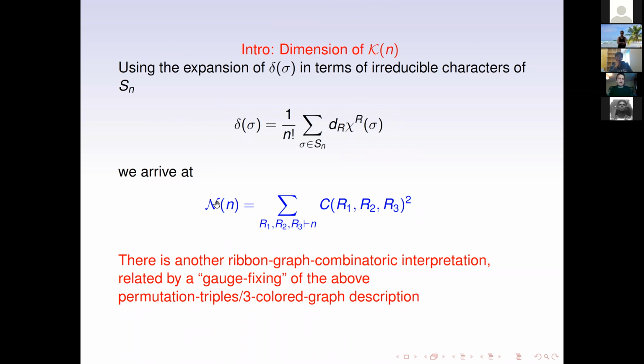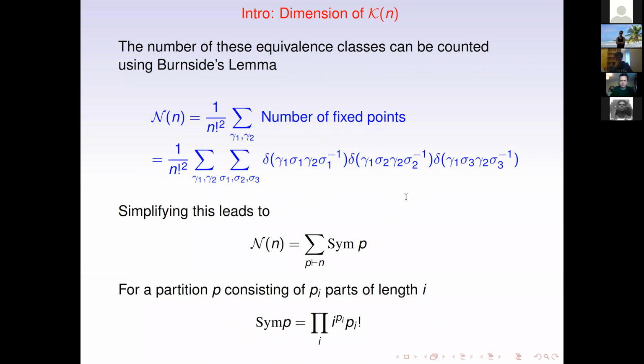So the number of invariants that you can build from little n copies of phi's and phi bars is the sum over triples of Young diagrams, R1, R2, R3. For each triple of Young diagrams, each of them with n boxes, you take the square of the Kronecker coefficient, and that's a formula for the number of invariants in terms of Kronecker coefficients. So the same thing has two different descriptions: the sum of Kronecker coefficient squares and the number of graphs which correspond to these permutation triples.